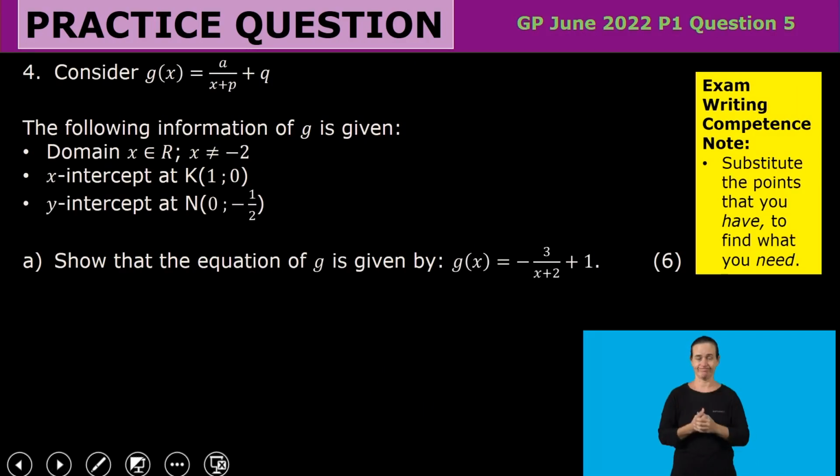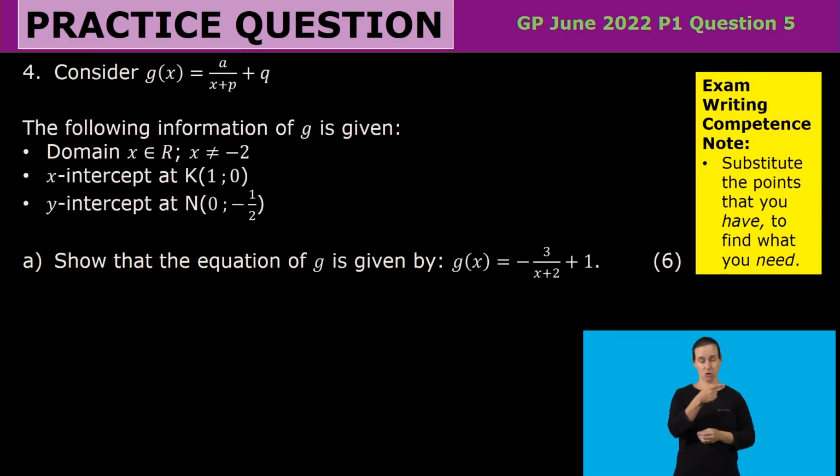Now the next question says, consider g of x is equal to a over x plus p, plus q. Now again, no sketch is provided, so we need to take the information that we've been given and also look at the standard form and see what type of graph it is. As we can see, our x is in the denominator, which means that this is a hyperbola. And as we know, a hyperbola has asymptotes, right?